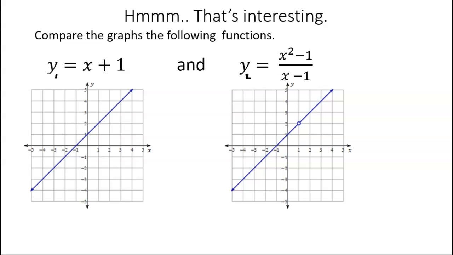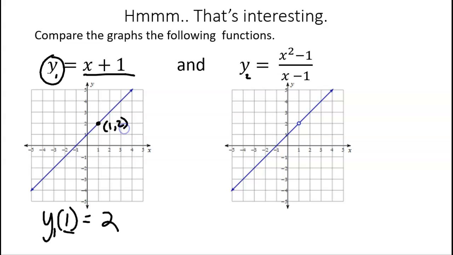Now, if I were to ask you, what is y1 of 1? y1 means I'm looking at this function, and of 1 means I'm plugging 1 in for x. So if I plug 1 in for x, what would I get? Well, I would get 2. And you can see that on your graph here because it has the point (1, 2) right there.